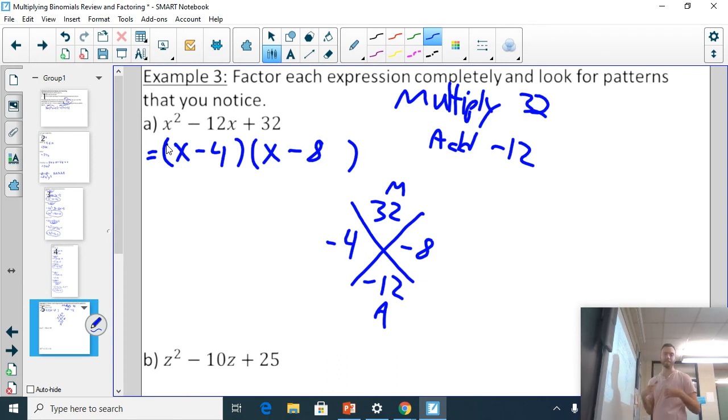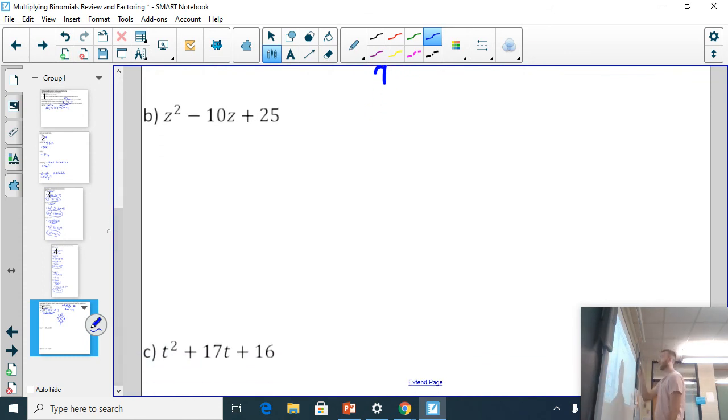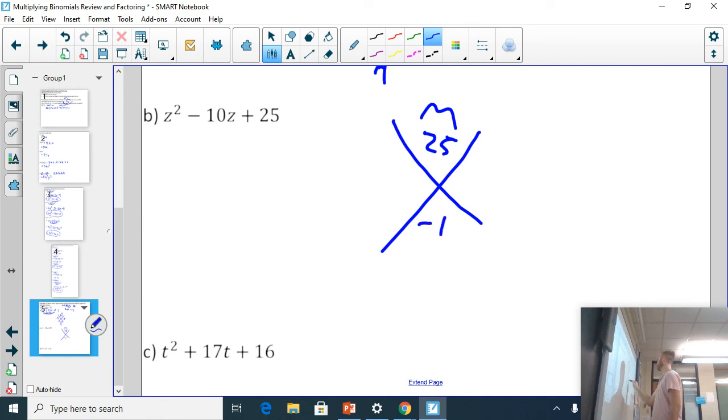And hopefully seeing those patterns for multiplying polynomials earlier is kind of helping you, right? Because we would get our x squared minus 4x minus 8x, which is that minus 12x, and then negative 4 times negative 8 is plus 32. So now it's about using those patterns that we've noticed backwards. So now looking at this one, we need numbers that multiply to 25 and add to negative 10.